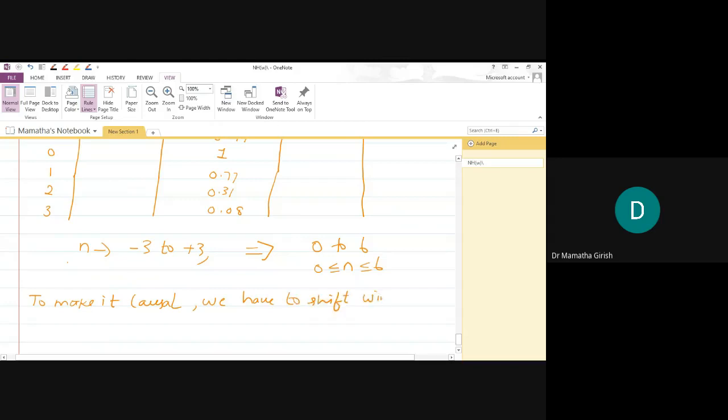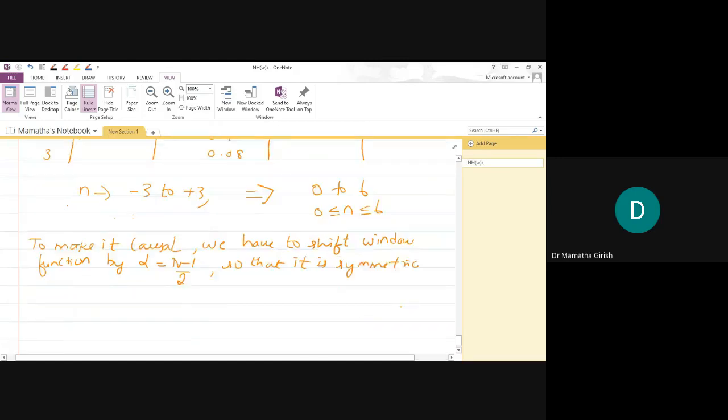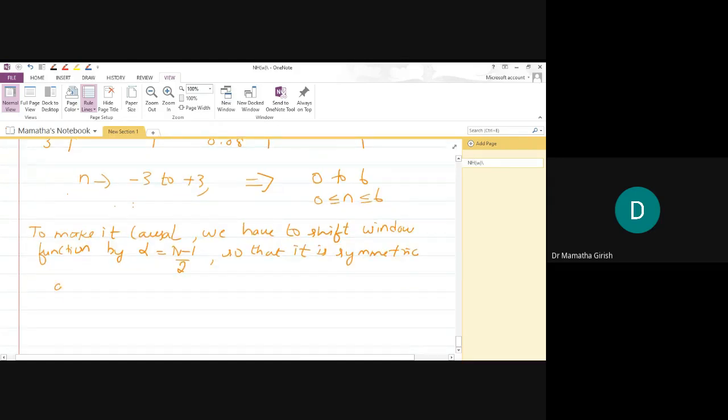We have to shift the window function by the value of alpha equal to (n minus 1) by 2, so that it is symmetric about alpha equal to (n minus 1) by 2.